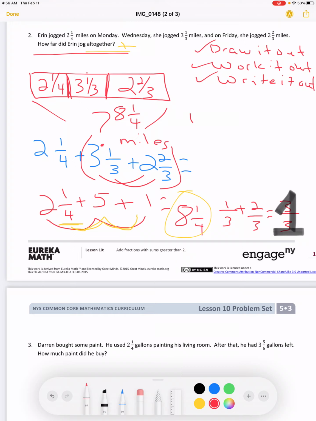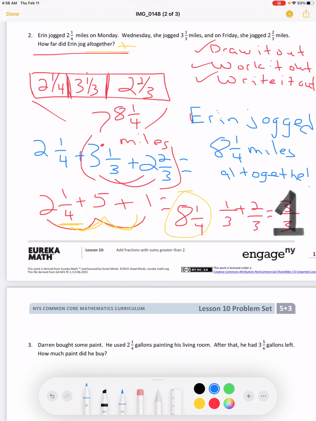Erin jogged, what did we get? 8 1/4 miles. That's plenty. Or you can say 8 1/4 miles altogether. Very good for us. We're finished. We drew it out. We worked it out. We write it out. Very good.